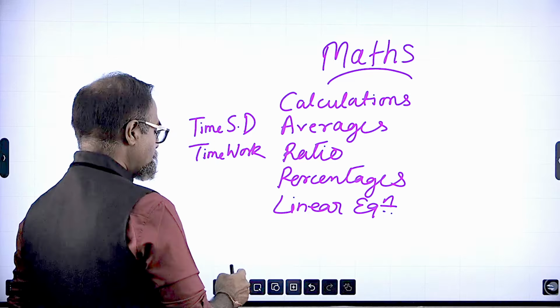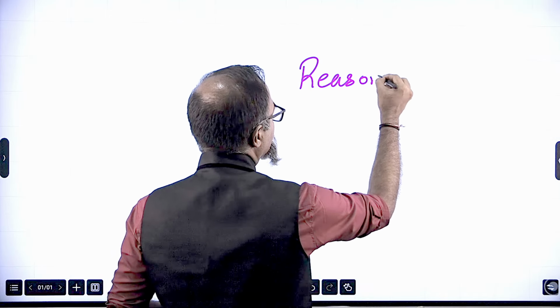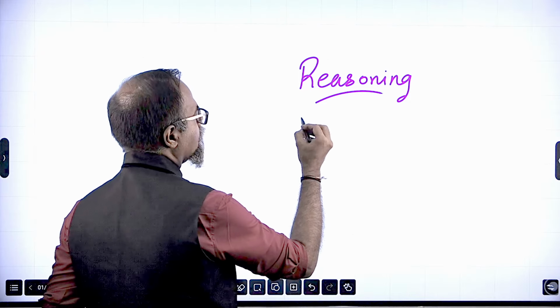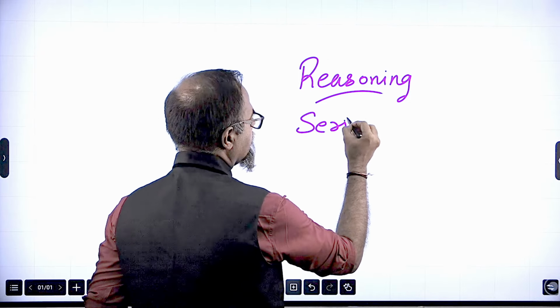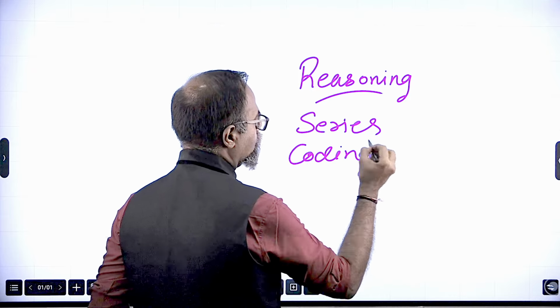And then we come to the last section, the section on reasoning. Now, some of the favorite types of questions in this section are often questions from series, number series. They have had questions of coding and decoding.